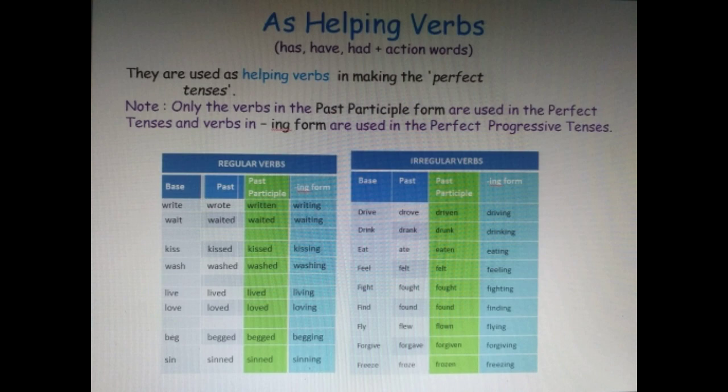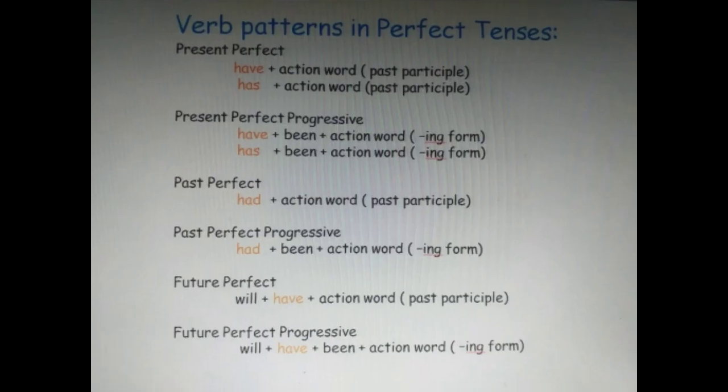Look at the table below. Those words which are shaded in green are the past participle form of verbs which are used in perfect tenses together with the helping verbs has, have, and had. And those which are shaded in light blue, which are in ing form of verbs, are used in perfect progressive tenses together with has, have, and had. These are the verb patterns in perfect tenses. So we just have to follow these patterns in order for us to be guided how to use has, have, and had in perfect tenses.